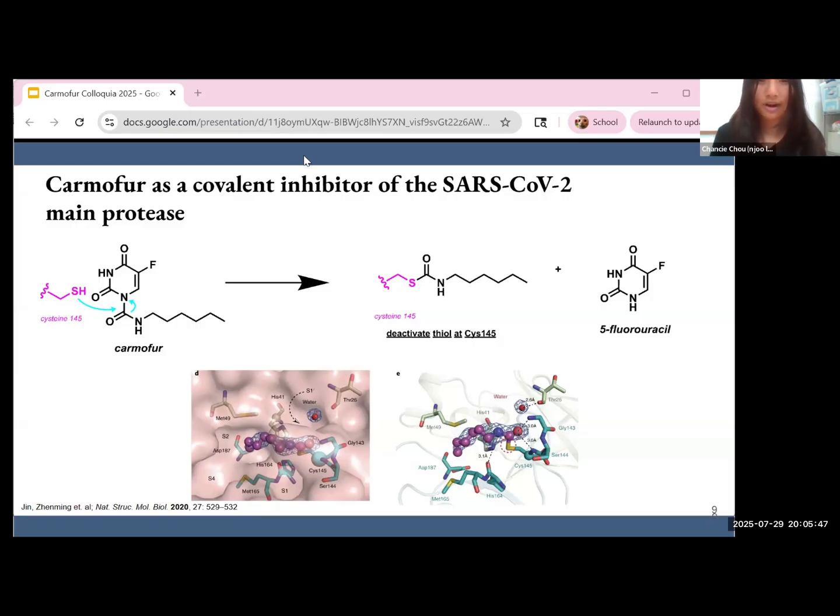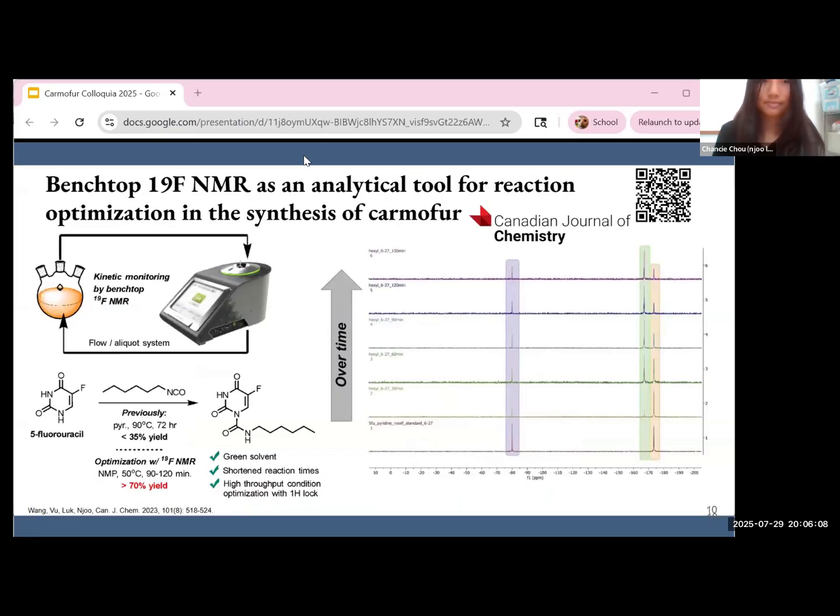So the role of Carmofur in the inhibition of both acetoceramidase and Mpro, alongside other Carmofur analog structure-activity relationship studies, inspired us to design analogs that could enable more targeted and effective inhibition against acetoceramidase or Mpro. The first issue we faced, however, was that the previously reported literature synthesis for Carmofur was really non-scalable.